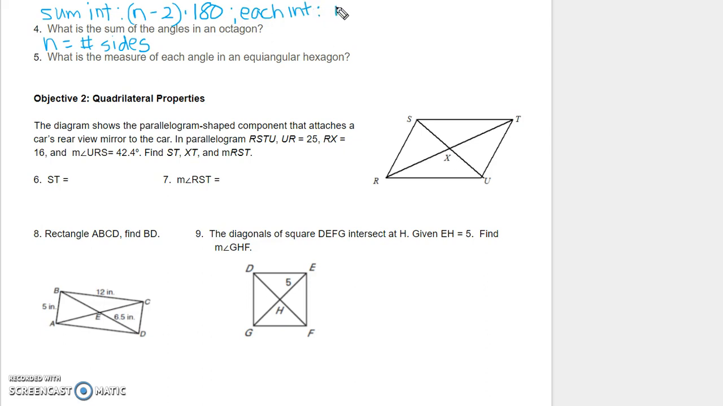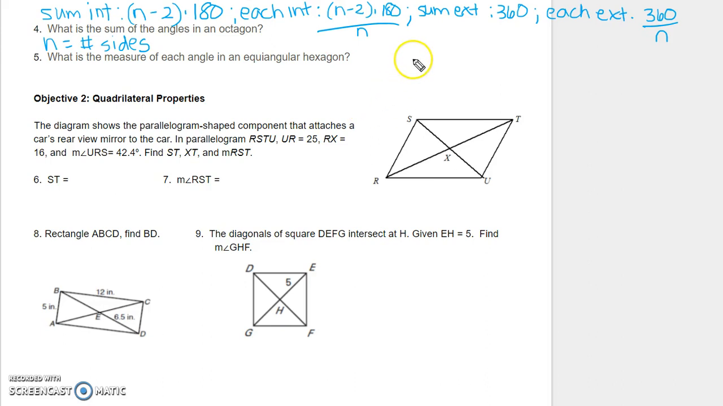Each interior angle is n minus 2 times 180, and we have to divide it by n. The sum of the exterior angles is 360. It doesn't matter what size it is, it's going to be 360. Each exterior angle is going to be 360 divided by n. These are the formulas at the top of the columns of your interactive notebook, and those are the ones that you need to know for the test.